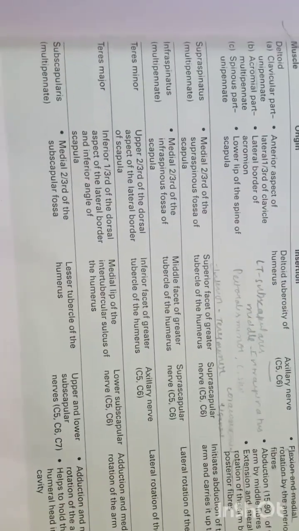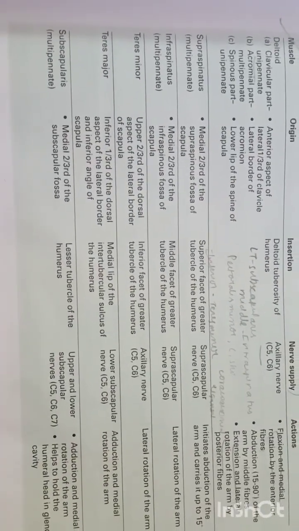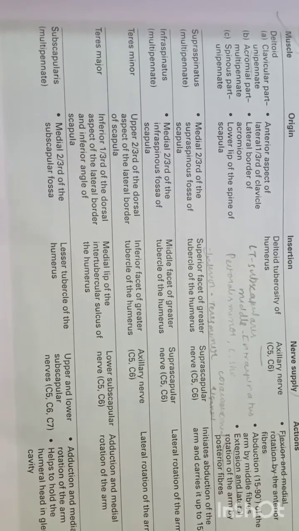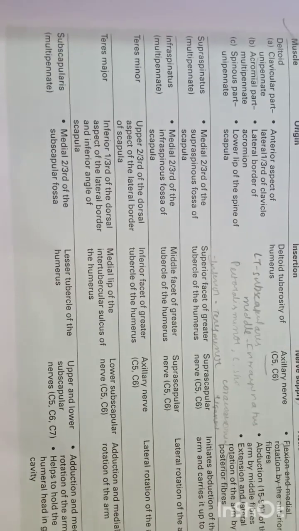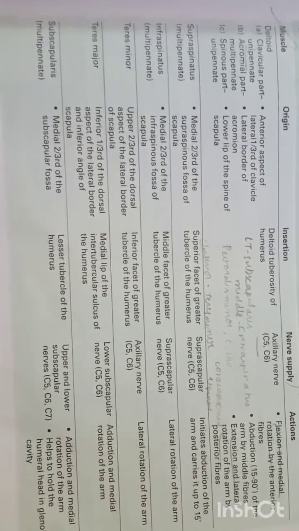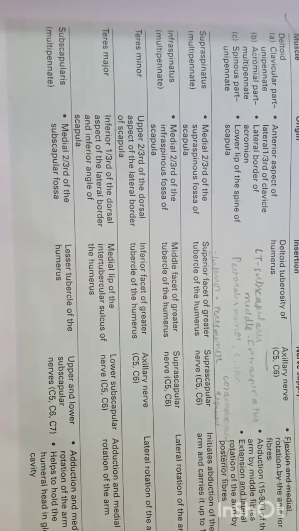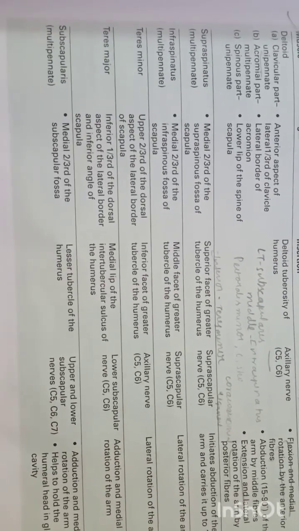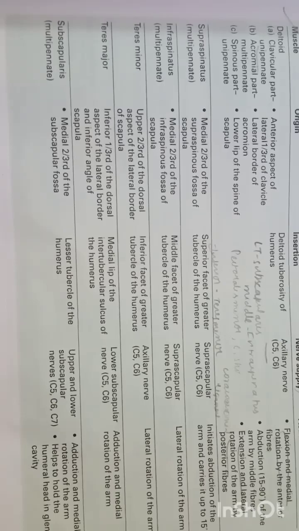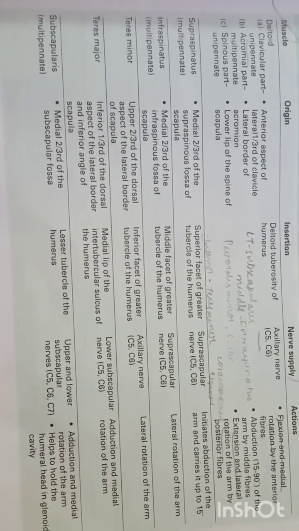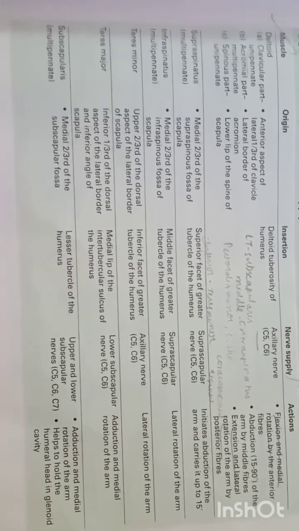See here, supraspinatus and infraspinatus are inserted onto the superior facet and middle facet of the greater tubercle of the humerus, and teres minor is inserted onto the inferior facet of the greater tubercle. At the intertubercular sulcus, teres major inserts onto the medial lip of the intertubercular sulcus of the humerus. But subscapularis is the only muscle which is inserted onto the lesser tubercle of the humerus.